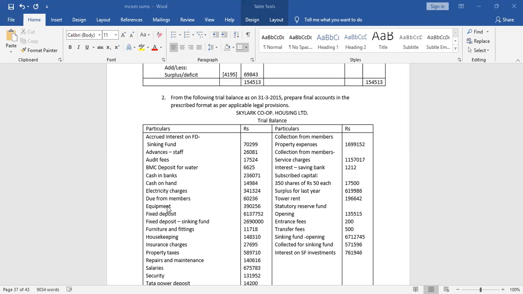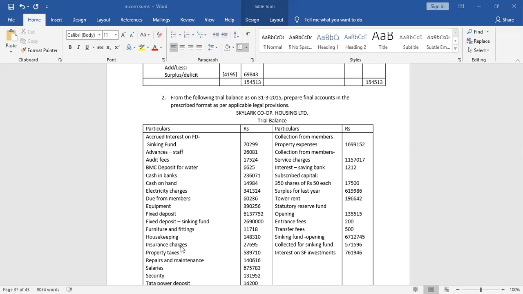Equipment is a fixed asset. Then we have fixed deposit. Fixed deposit matlab investment in fixed deposit. Investment in FD, because if you want to do an investment, you can open an FD account in which you will get interest in future. So this FD is an investment. FD sinking fund also is an investment. Furniture and fitting is an asset. Housekeeping is an expense, establishment expense.